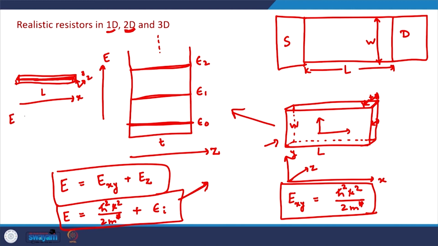So, the total electron energy here will be the energy because of the motion in the x direction and the energy because of the motion in the y and z directions. And this energy may be continuous, given by h square k square divided by 2m star, but the energy where electrons are confined is discrete, and this will be given by epsilon, maybe by a combination of epsilon i, epsilon j. So, these things in realistic resistors, in 1D or 2D, we always need to keep in mind.